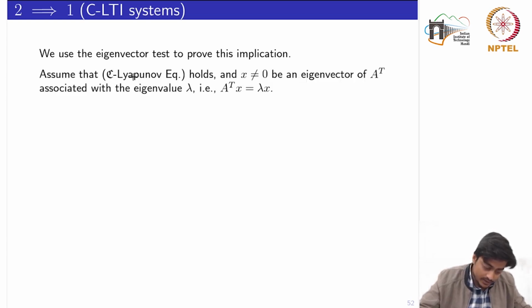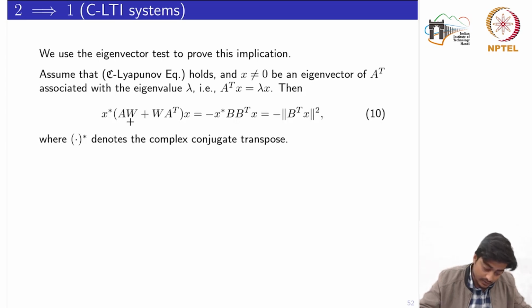We start with the assumption that the Lyapunov equation holds, which is also this implication, and X is a non-zero vector, an eigenvector of A transpose associated with the eigenvalue lambda, that is, it satisfies A transpose X equals lambda times X. Then we can write the left hand side of the Lyapunov equation, which is also a matrix, and it is an assumption already in this implication that W satisfies that equation.